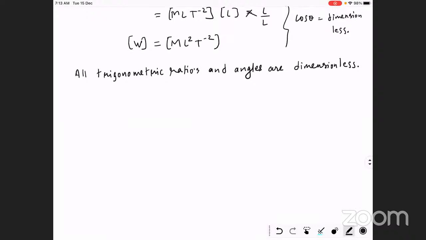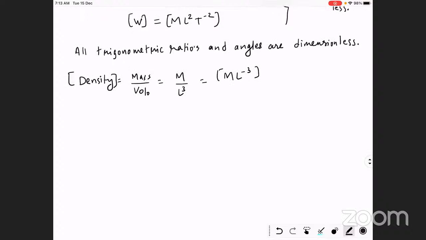Yes sir. Okay, now we talk about the dimensional formula of density, which is very important. Density is equal to mass upon volume. Mass means M and volume means L cube. So the dimensional formula of density is M L to the power minus 3. Very important. And next, can you tell me what is the dimensional formula of angular displacement?